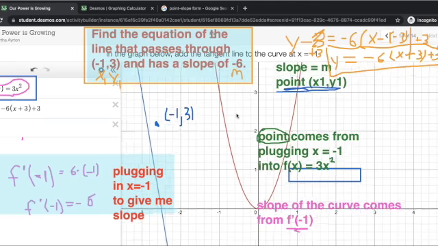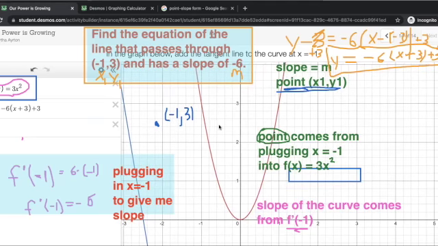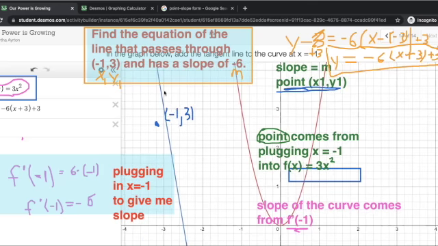Uh-oh, I'm concerned because I don't see the line. What did I do wrong? This answer is not right. This answer is not right because it doesn't look like a tangent line at -1, 3. So what did I do wrong? Look at my work and see if you can find the error.